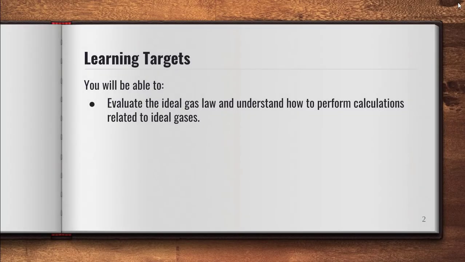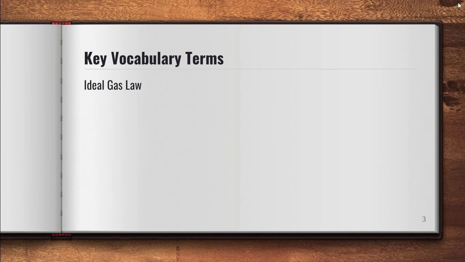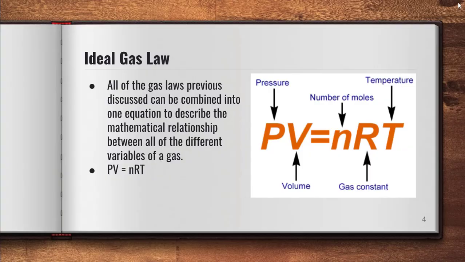So today's goals: you should be able to evaluate the ideal gas law and understand how to perform calculations specifically related to ideal gases. We only have one key vocabulary term for this, and that is the ideal gas law. So all of the gas laws previously discussed can be combined into one simple equation to describe the mathematical relationship between all of the different variables of a gas. Now again, not many gases are truly ideal gases, but this gives us, like I said, a pretty good estimate of how some of these variables behave.